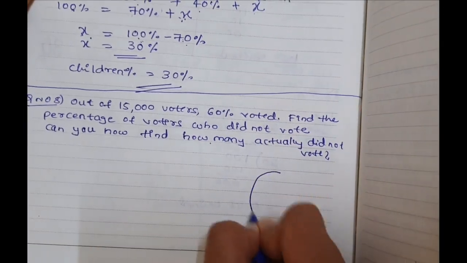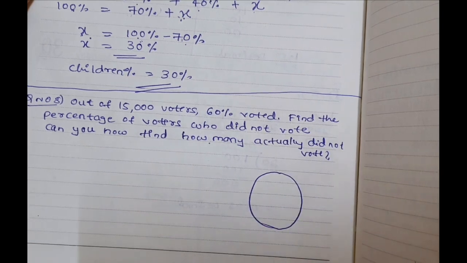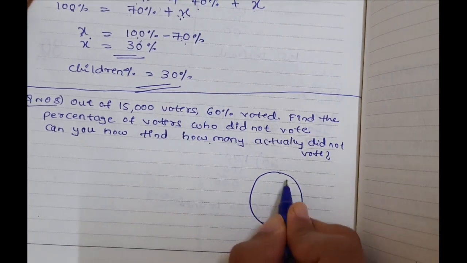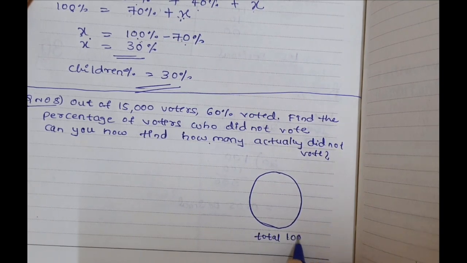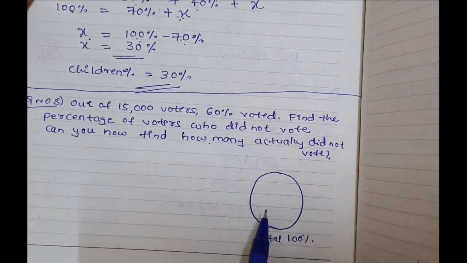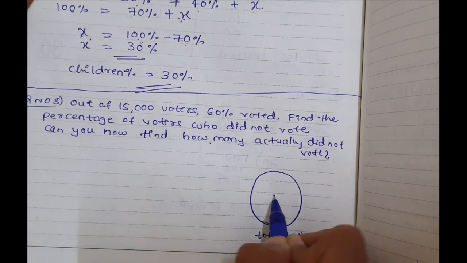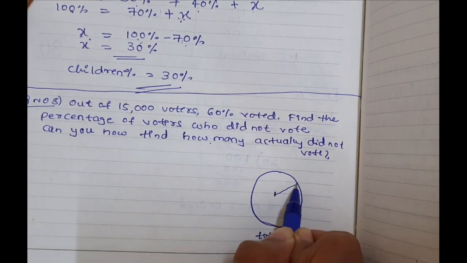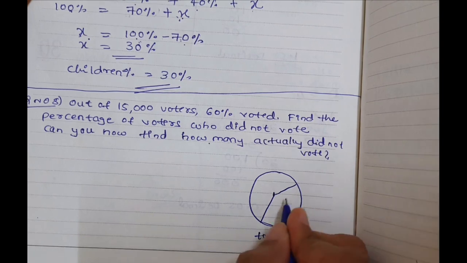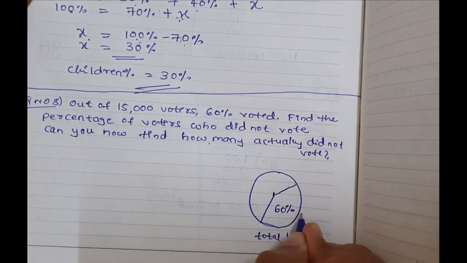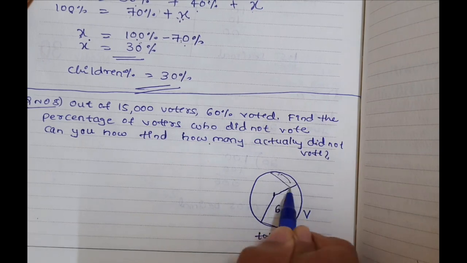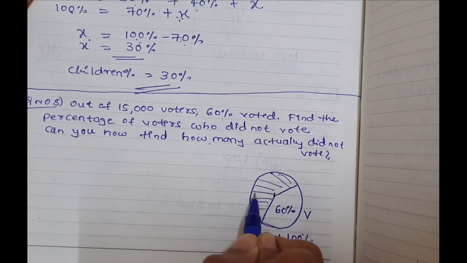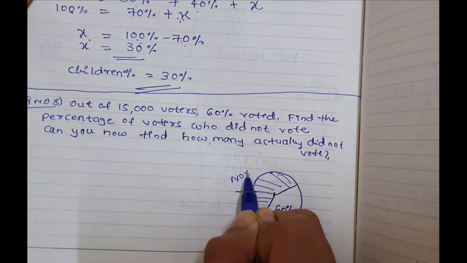Let me consider a figure. So if you consider this total as 100%, this is the voters. In that, only 60% have voted. The other 40% have not voted.